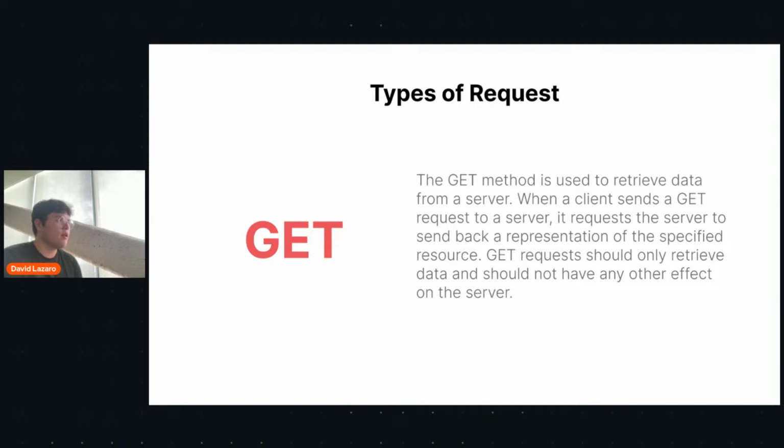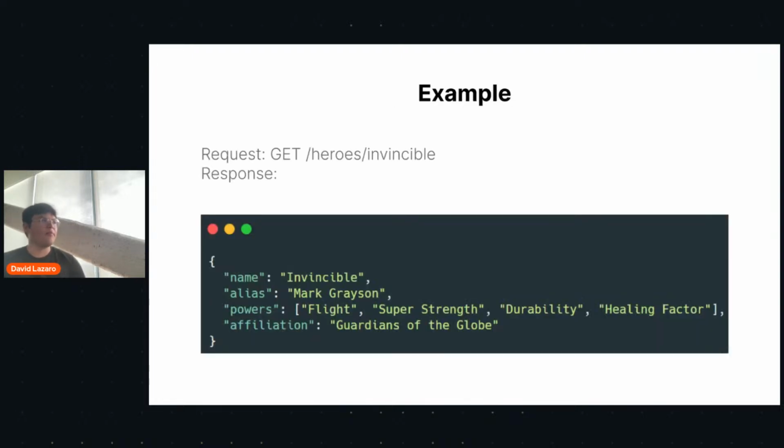So which kind of request can I make to a server, right? We have some methods. We have four principal ones that we're going to watch today. The first one is the GET method, which is used to retrieve data from a server. When a client sends a GET request to a server, the server sends back a representation of the specified resource. GET requests should only retrieve data and should not have any other effect on the server. Here's an example.